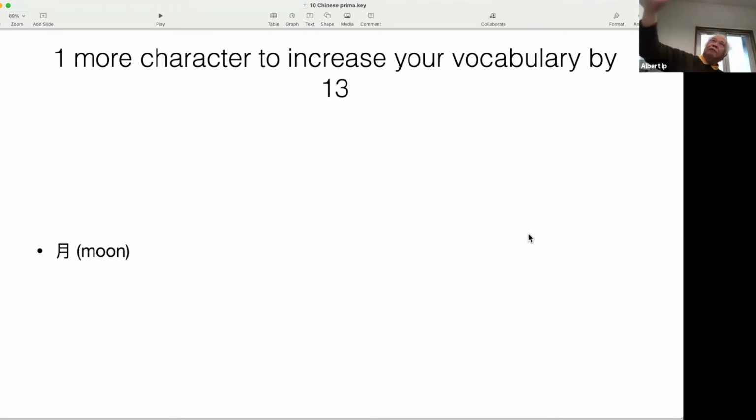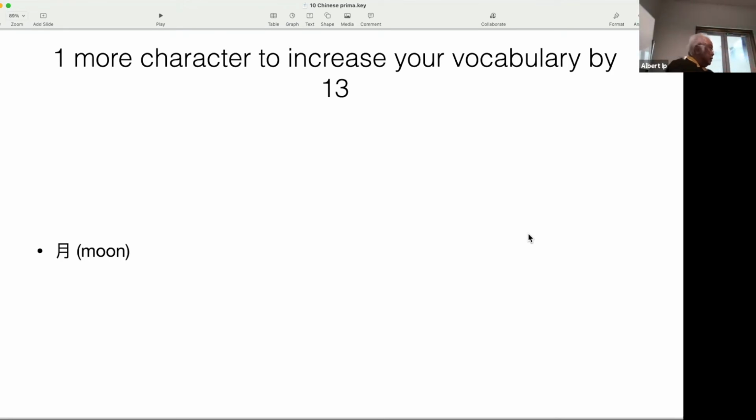Okay, let me move on. I will add one more character, moon. With that, you have increased your vocabulary by 13, because January is one moon, February is two moon, March is three moon. From full moon to full moon is about 28 days, about a month. So we count one moon, two moon, three moon, four moon, and that replaces all 12 months of the English. One more word, and you increase your vocabulary by 13. Because moon itself has meaning, together with the numbers you now have all 12 months.